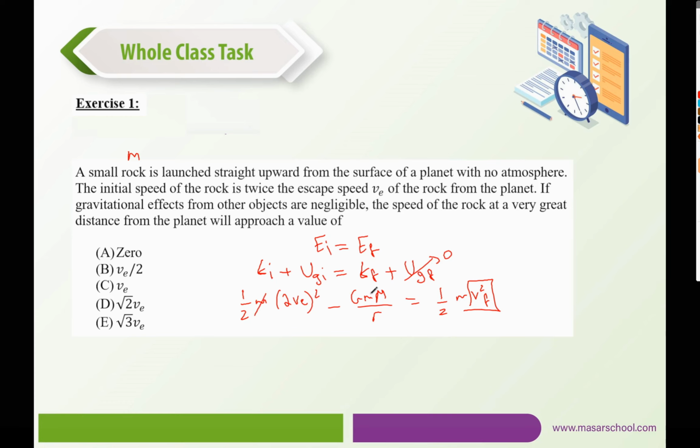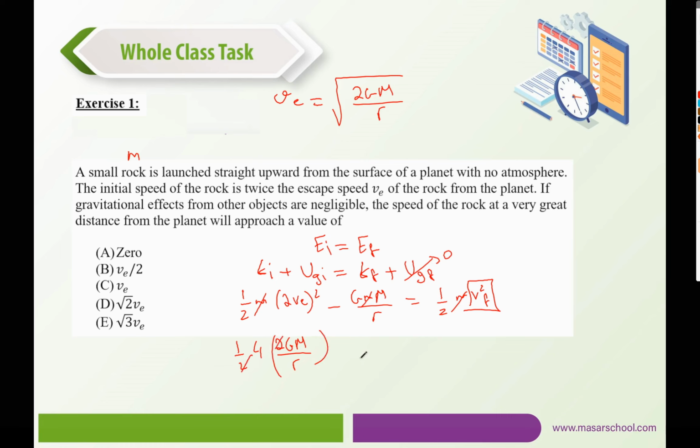Now we can directly cancel the masses. Recall that the escape speed is given by the square root of 2 G M divided by r, so that would be half times 4. Now the power 2 cancels the radical, that would be 2GM divided by r.